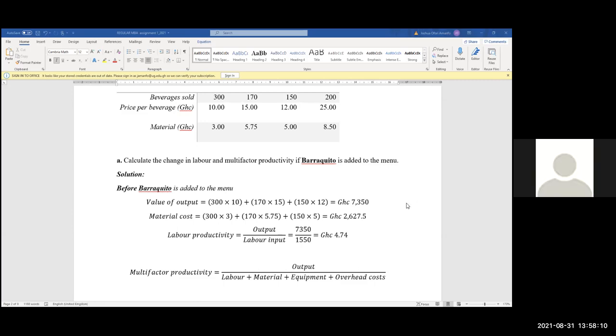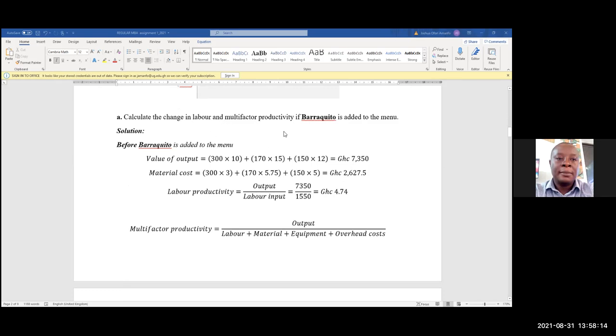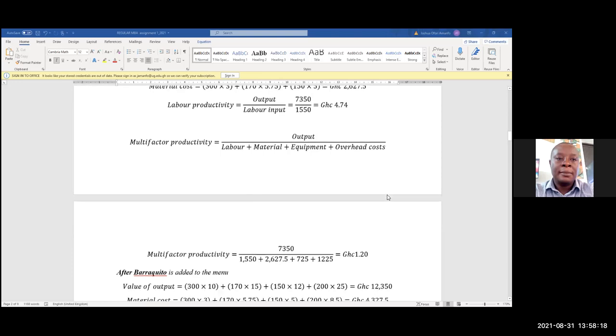Then the next thing we have to do is the multi-factor productivity. Multi-factor productivity, like I said, considers more than just one input. So here we are going to combine all the inputs that we have: labor, material, equipment, and overhead costs together. Ideally, you may want to do the input costs separately before you come to divide, or you can go this way as well. But normally when you do the input cost before you do this, it makes the work neat and very presentable. So this also gave us 1.20.